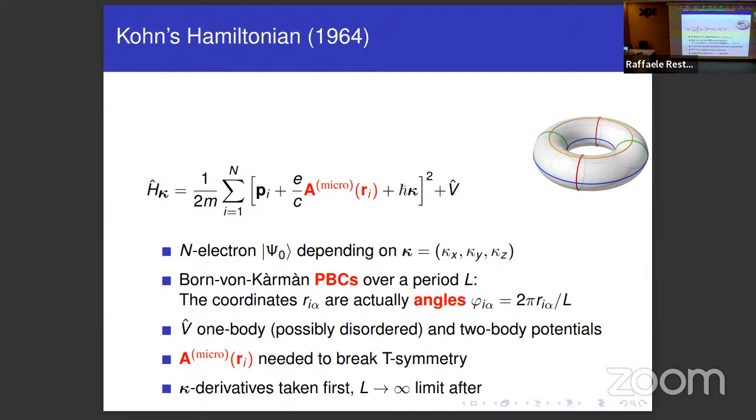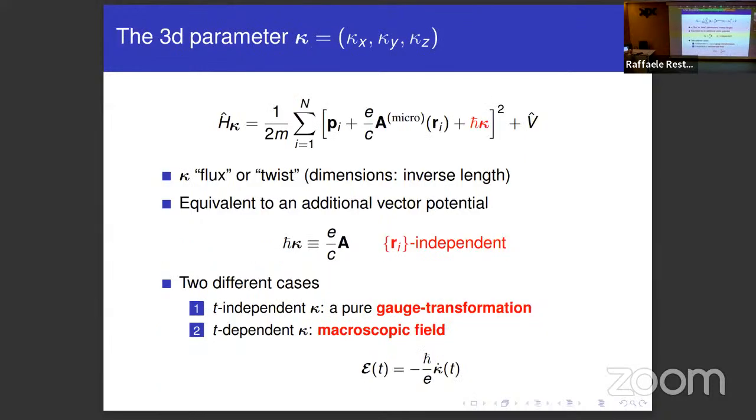What is K? K is called a generalized flux or twist. It has the dimensions of inverse length, but essentially it is a vector potential. It is a vector potential which does not depend on coordinates. It's constant in space. It's a vector potential in different units, simply. And Kohn only considers a time-independent K. That means a vector potential which does not depend on space and does not depend on time.